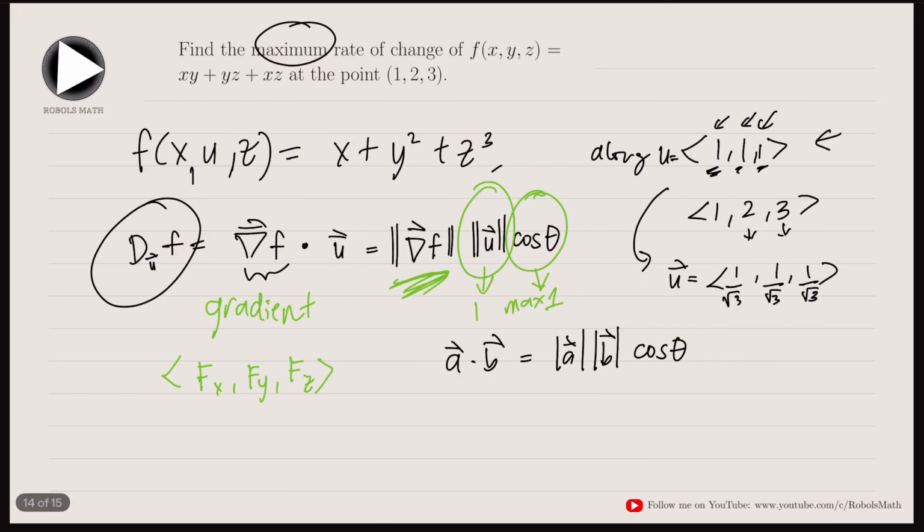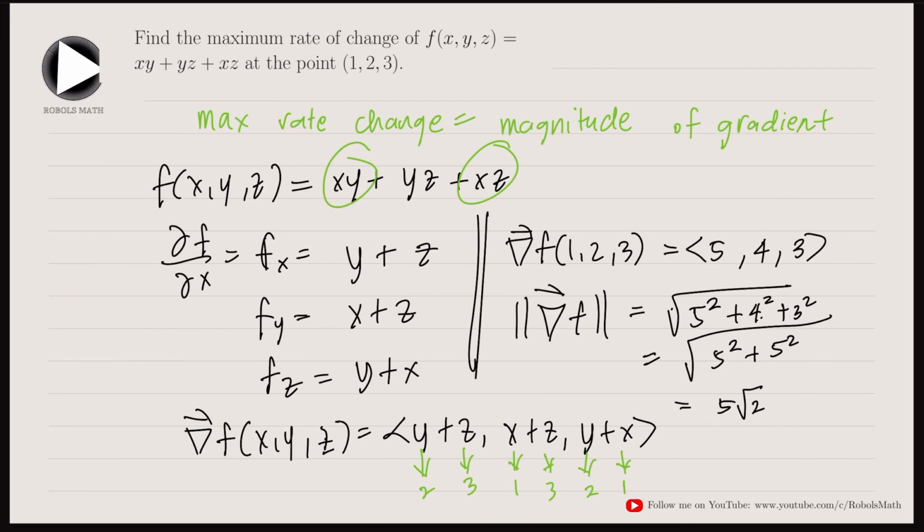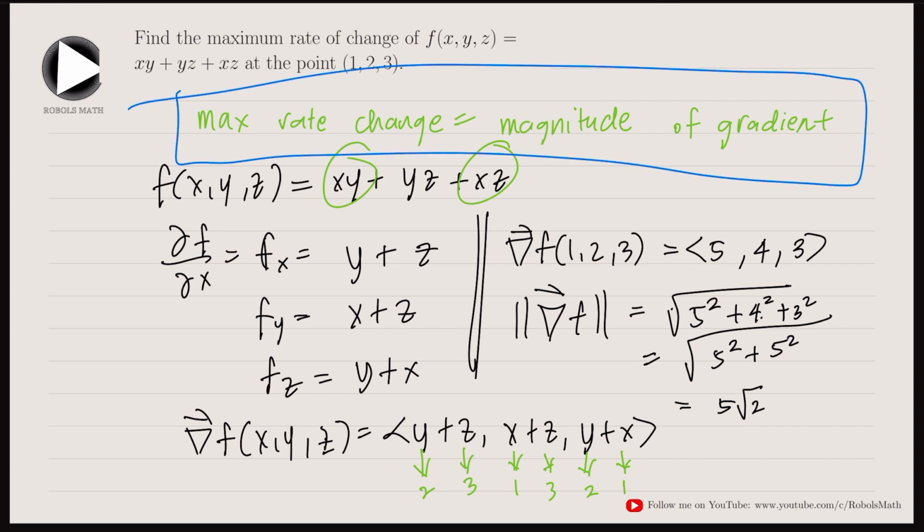Okay? So again, if you want the shortcut for this one, just use this concept here. The maximum rate of change is equal to the magnitude of the gradient. Now, if you want the minimum rate of change, you simply get the negative of this one. Negative for minimum. Okay? Is it clear?